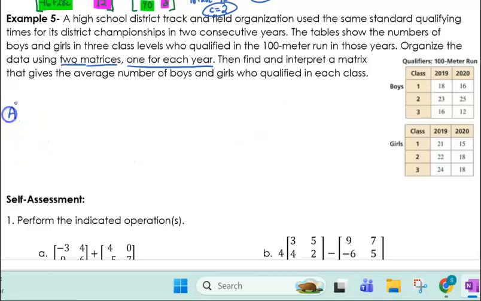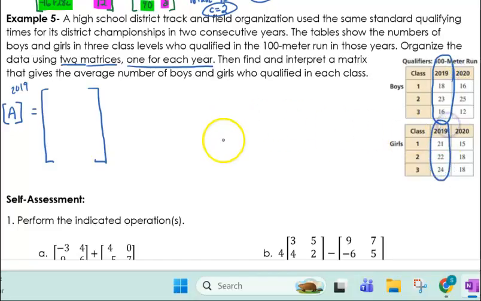So I'm going to make a matrix A for the first year, which was 2019. And then I'm going to make a matrix B for 2020. Now, if I'm doing 2019 and you look at these numbers, these are the numbers for 2019. And so let's say I put the 18, 23, and 16 first. That's the boys column. So in that case, I'm putting the boys first and therefore the girls second.